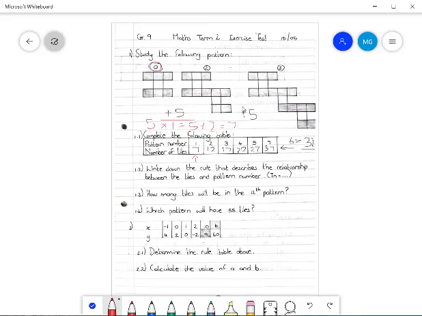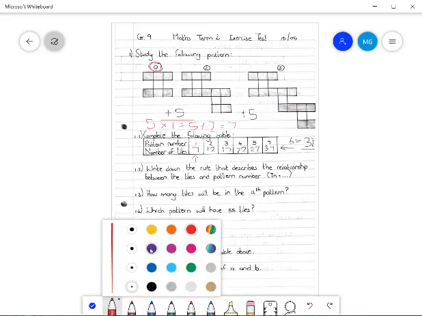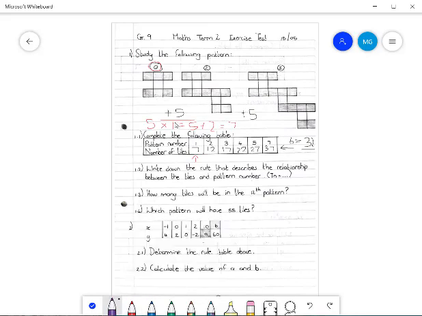Okay, and that's basically what you did here. You multiplied it with 5, and then you added 2. That is your rule. That is the rule that you will use each time to get each term's number of tiles. So you're going to multiply with 5 and then you're going to add 2. You can go test it, obviously.